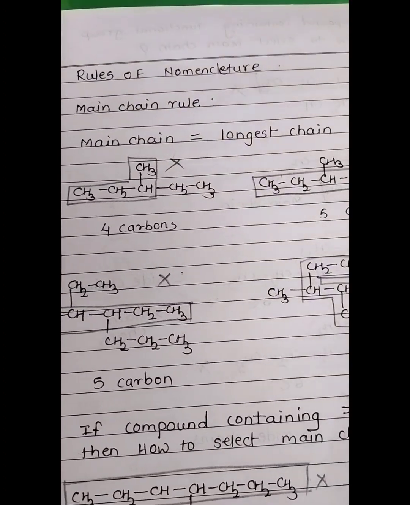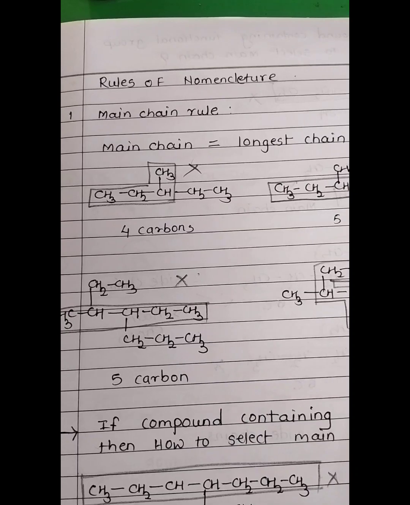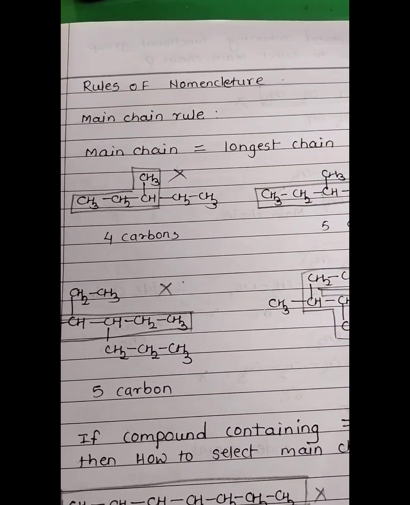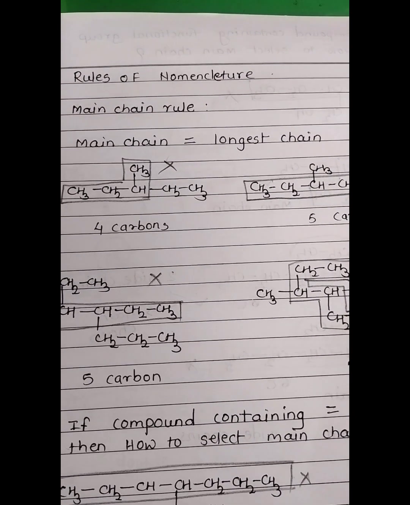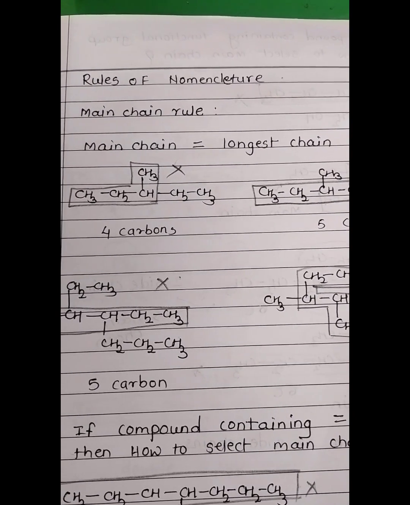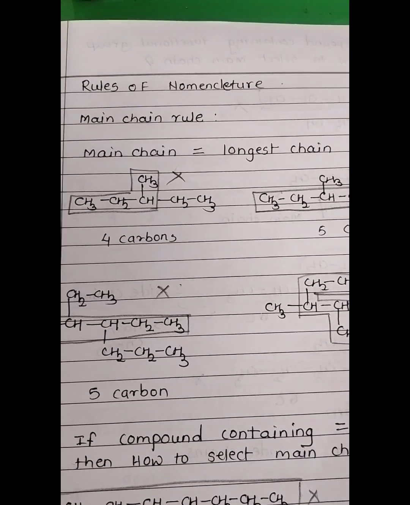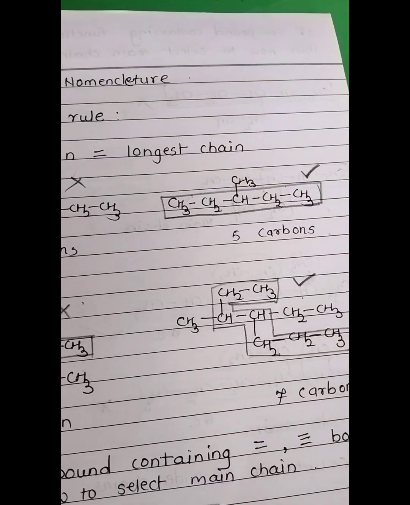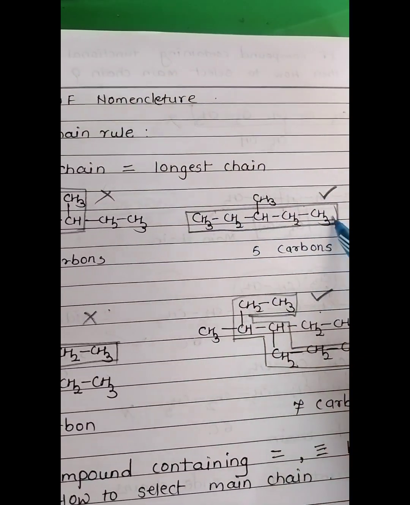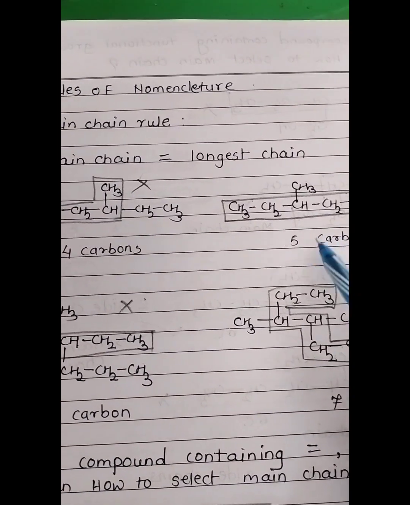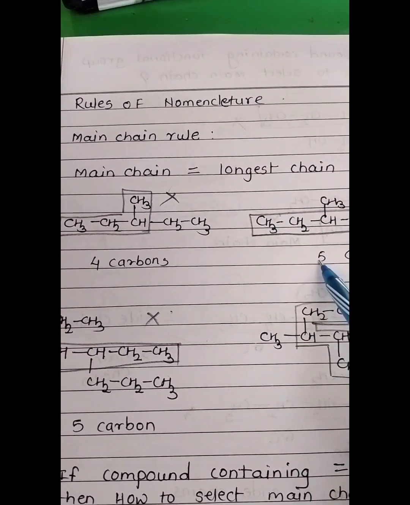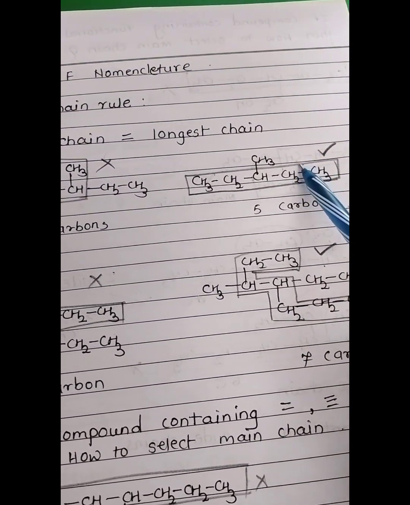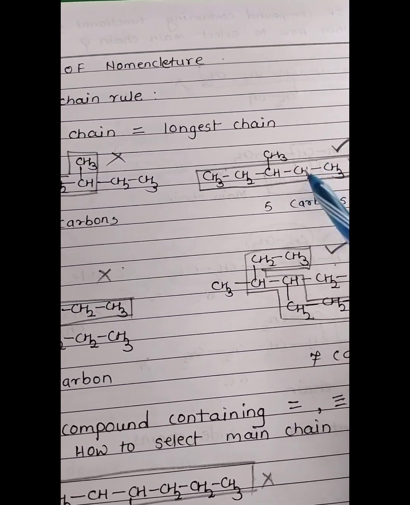And the next is the rules of nomenclature. First rule is the main chain rule. Our main chain is the longest chain which contains carbon atoms. In this example, first example we see main chain is 4 carbon atoms, and in here we select this as our main chain. This is our main chain. Here 5 carbon atoms. So this is our correct way of selection of main chain.